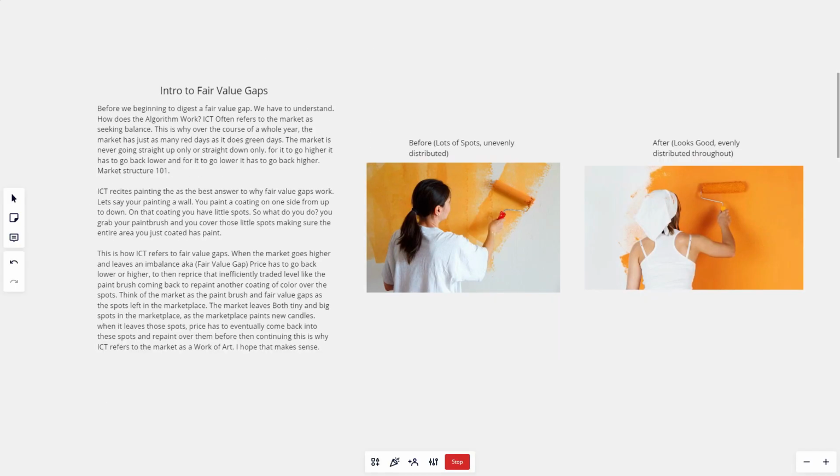Alright, intro to fair value gaps. But before we begin to digest the fair value gap, we have to understand how the algorithm works. ICT refers to the market as seeking balance. This is why over the course of a whole year, the market has just as many red days as it does green days. The market is never going straight up or straight down. For it to go higher, it has to go back lower, and for it to go back lower, it has to go back higher. Basic market structure 101.